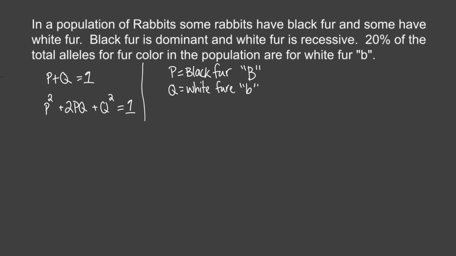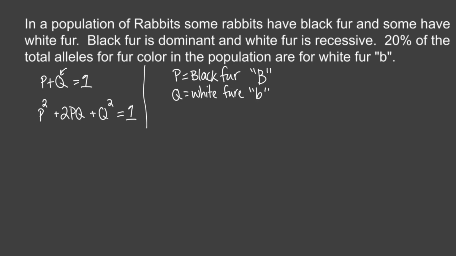And then it goes on to say 20% of the total alleles for fur color in the population are for white fur. So this doesn't say that 20% of the animals are homozygous recessive and have white fur. It just means of all the alleles in that population, 20% of those are white. And that is what the term Q tells us. So this question gives us our Q value. So we know that Q equals 20%, which as a decimal is 0.2.